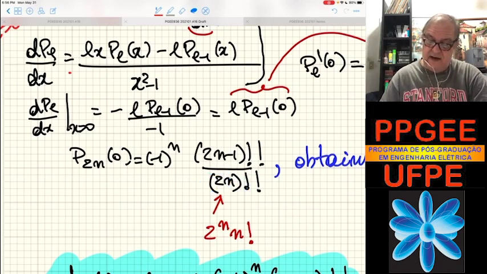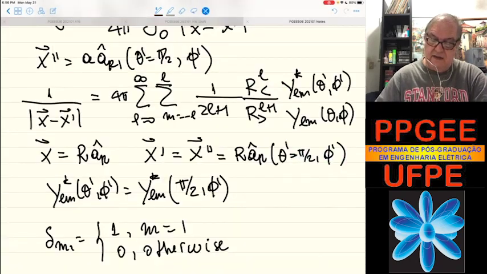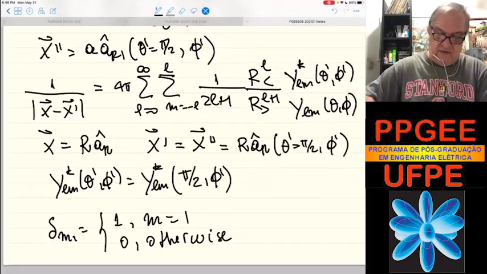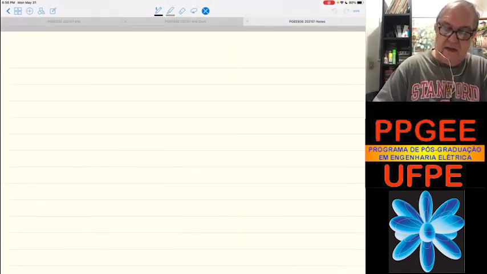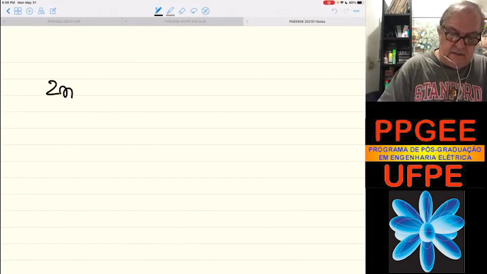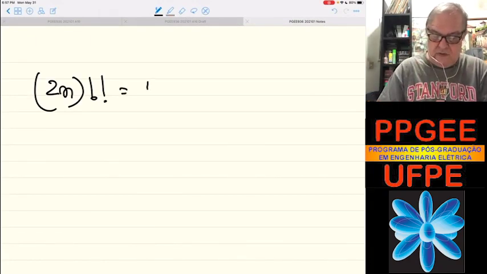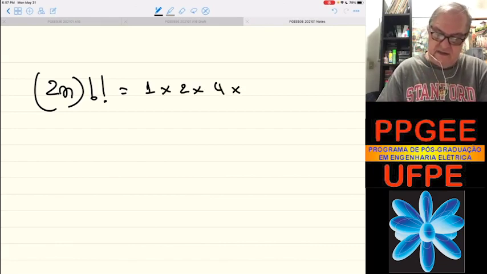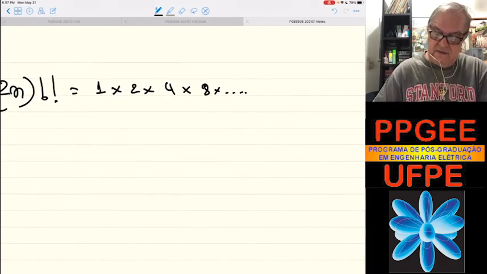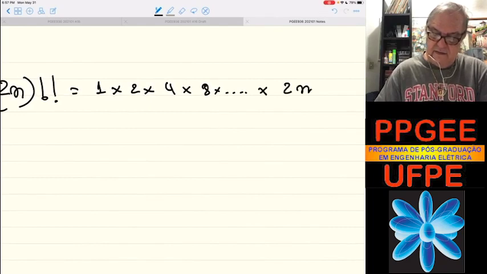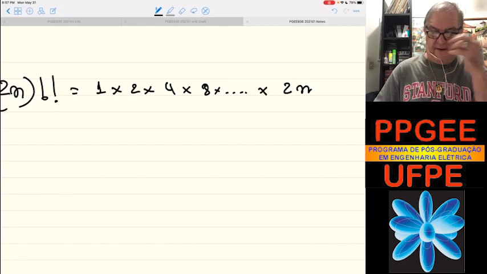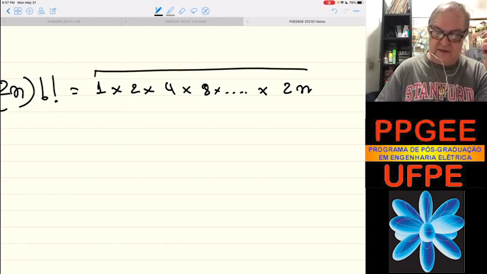And this thing here, just notice that this is a factorial. Let me just see if this is right. 2n factorial. Let me just check that is correct, okay? 2n factorial equals 1 times 2 times 4 times 8, times until 2n. So we have 2n terms.